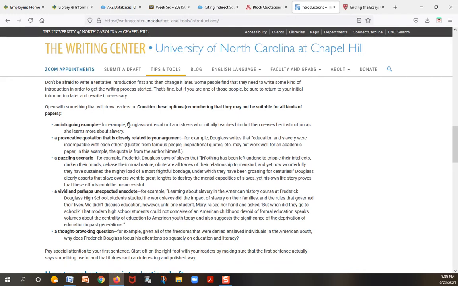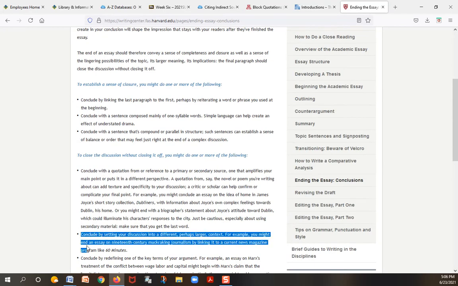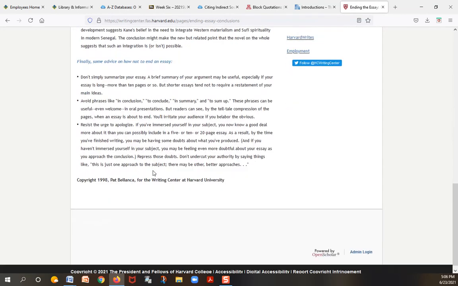And I know the introduction is kind of hard to write, so I always tell people that should be something you revise at the end. At least I do, so you know what to do. And here's the section on essay concluding ideas from the Harvard Writing Center. And again, one of the things it tells you here that I am wholeheartedly in agreement with is avoid phrases like in summary, to sum up, in conclusion.